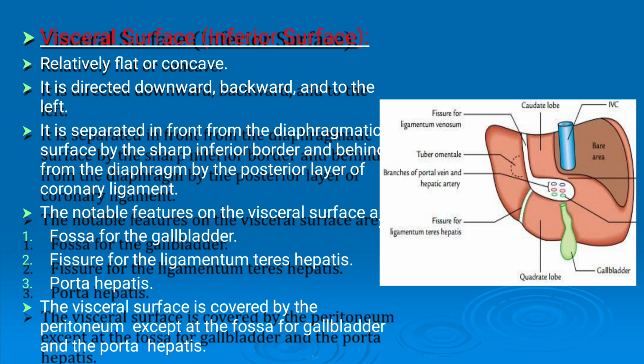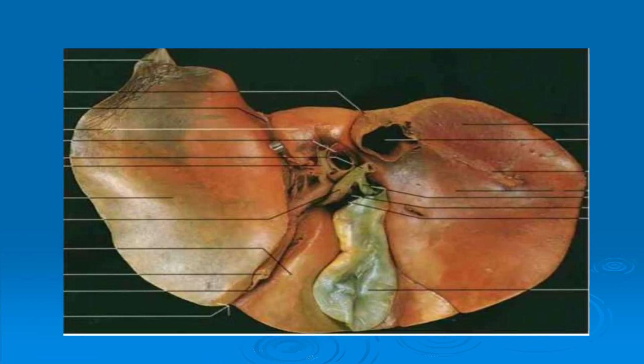Here we can try to see how the peritoneum is covering everything except two things: the fossa of the gallbladder, obviously we can see, and this one is the porta hepatis. Everything is covered by the peritoneum. Now we want to move and see this diagram, but here I don't want to discuss more.